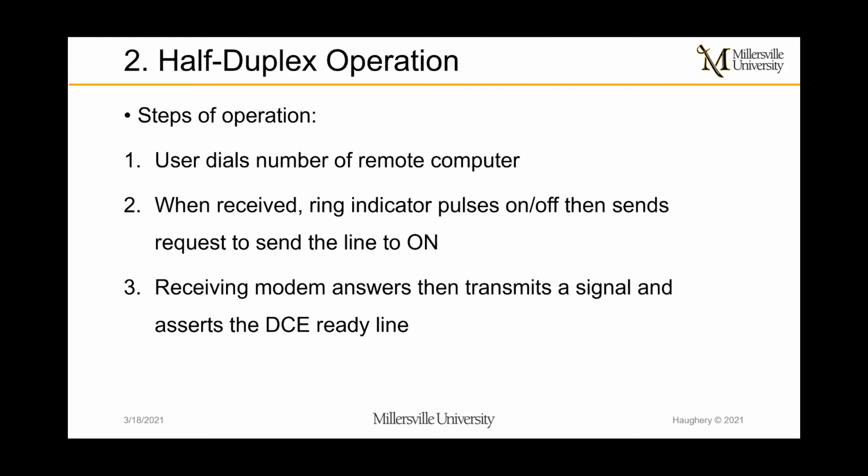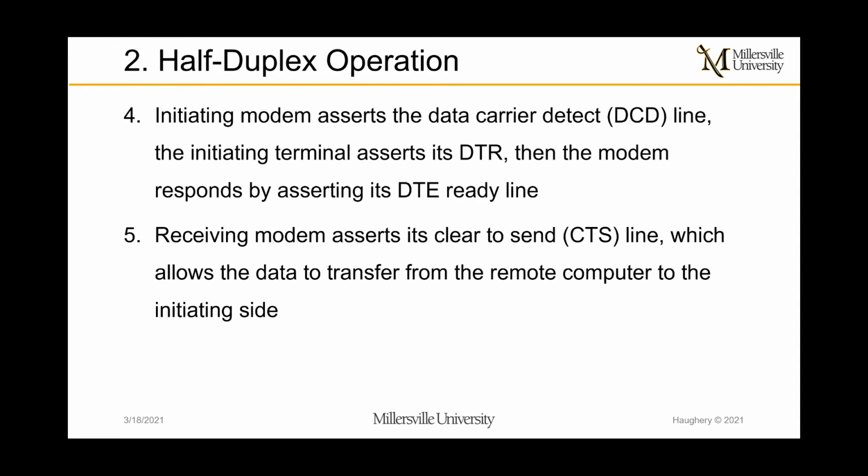So, steps of operation. First, the user dials the number of the remote computer. Second, when received, the ring indicator pulses on/off, then sends a request to send line on. The receiving modem answers it and then transmits a signal and asserts the DCE ready line. The initiating modem asserts the data carrier detect DCD line, and the initiating terminal asserts its DTR. Then the modem responds by asserting its DTE ready line. The receiving modem asserts its clear to send CTS line, which allows the data to transfer from the remote computer to the initiating side.